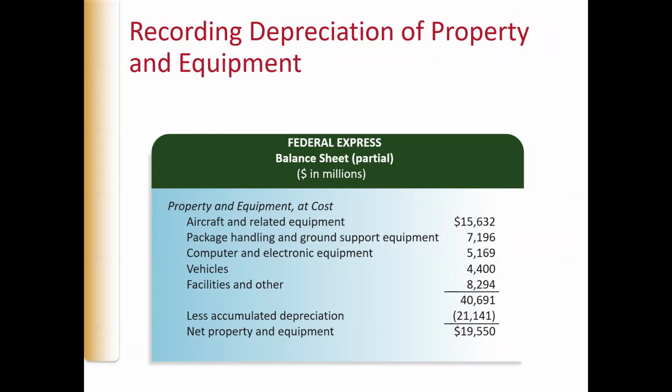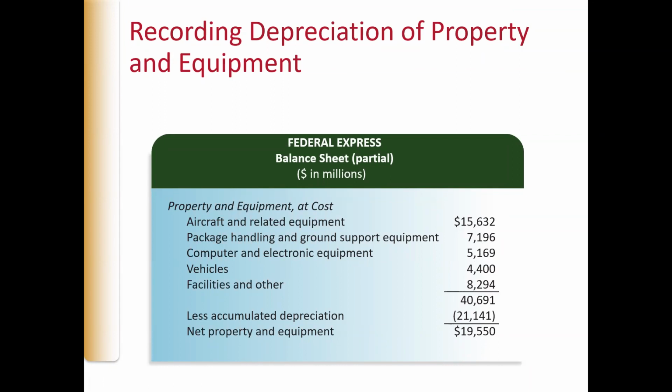Now, let's talk about this depreciation. Do you see Federal Express shows all their assets? And then the assets are totaled, and then they show less accumulated depreciation of 21,141,000 or 21 billion, whatever the number is, with our net property and equipment of 19,550,000. What does this mean? They keep these numbers intact. These were the actual costs of the equipment.